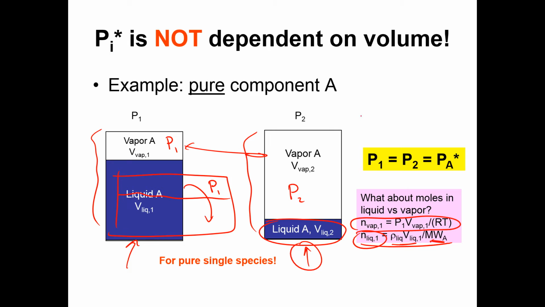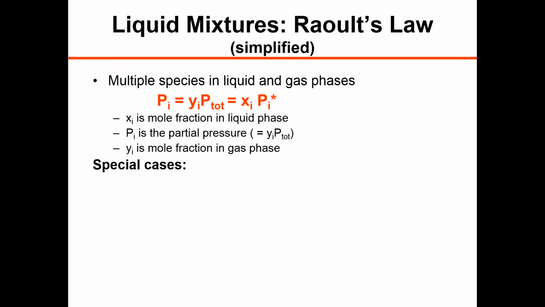Now you're going to see that the vapor is much, much less, per volume, than the liquid. The liquid is going to be much more dense in terms of moles per volume. So let's go on to Raoult's law.